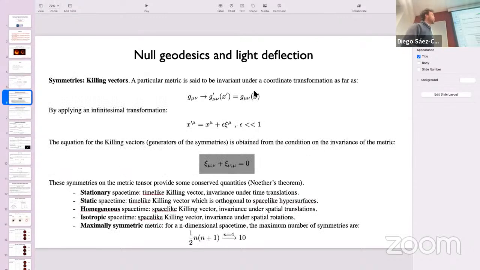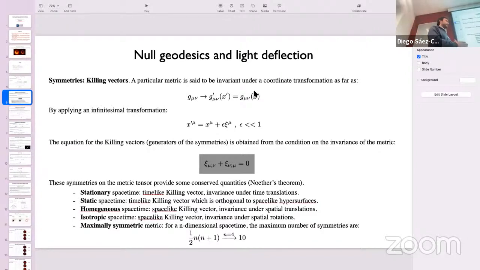So in order to describe how the trajectories of the photons are going to be, it is very useful in general relativity, or even in Newtonian gravitational physics, to compute the symmetries of that particular space-time. A symmetry in a particular space-time metric is given by the invariance of the metric under a particular coordinate transformation. So if you transform the metric and it remains invariant under this coordinate transformation, what you have is what is known as a Killing vector, that is a symmetry of the trajectories that are going to be described in that space-time.